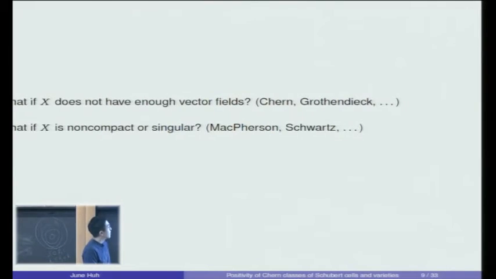And there was another possible generalization, in that we are now allowing our ambient variety to be possibly non-compact or possibly singular. So you don't have a tangent bundle anymore in the singular case, so you have to be very careful what you mean by a vector field. But anyway, there is a very satisfactory generalization in the direction of part 2. So I'm going to briefly introduce the so-called theory of Chern-Schwartz-MacPherson classes.